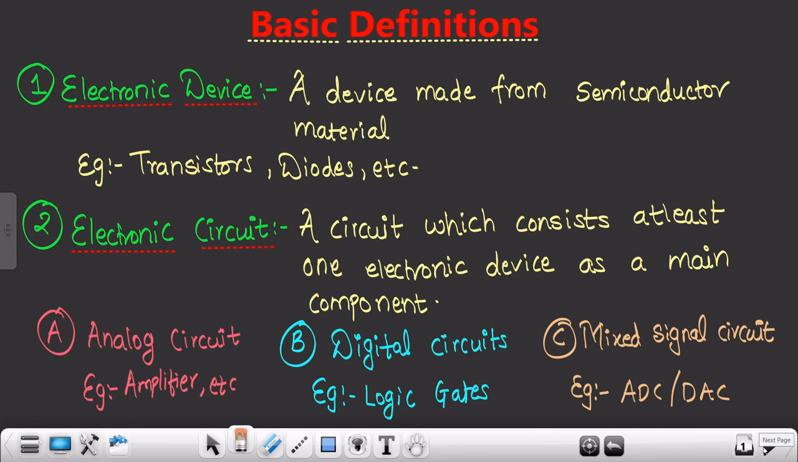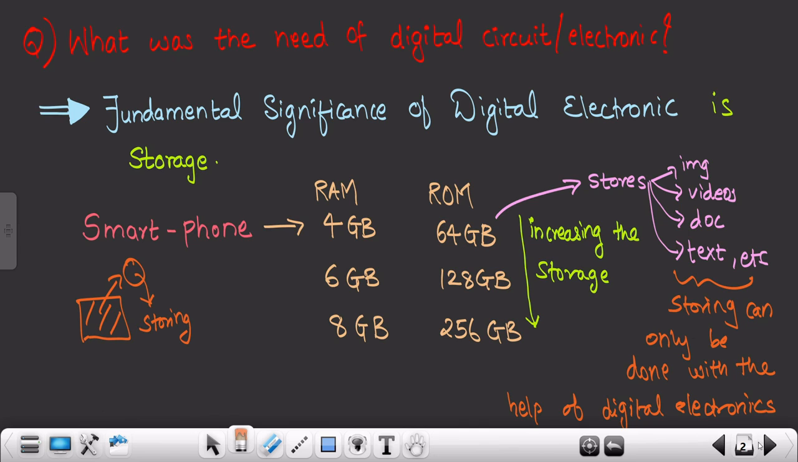Okay, so I hope that you understood these two particular definitions, right, and the three types of electronic circuits, and then we also saw the fundamental significance of digital electronics. Okay, so if you have any doubts, feel free to ask me at any time.